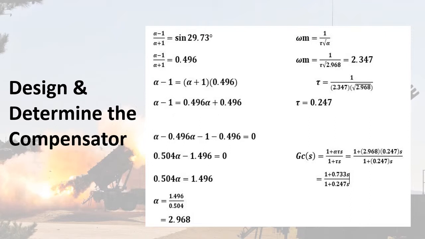After getting these three values, which are omega m, alpha and tau, we only need the alpha and the tau value to be substituted into the lead network transfer function. Gc(s) for the lead compensator is 1 plus alpha tau s over 1 plus tau s. We substitute the values we obtained for alpha and tau, and we get a final answer of about 1 plus 0.733s for the numerator over 1 plus 0.247s for the denominator. So that's pretty much it for the calculation part. Thank you.